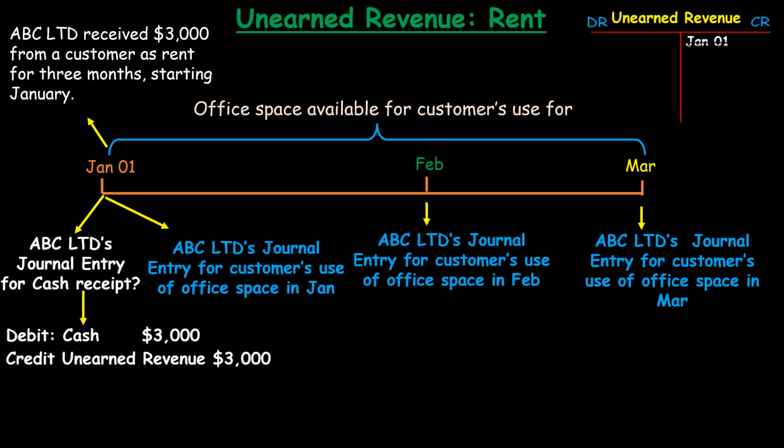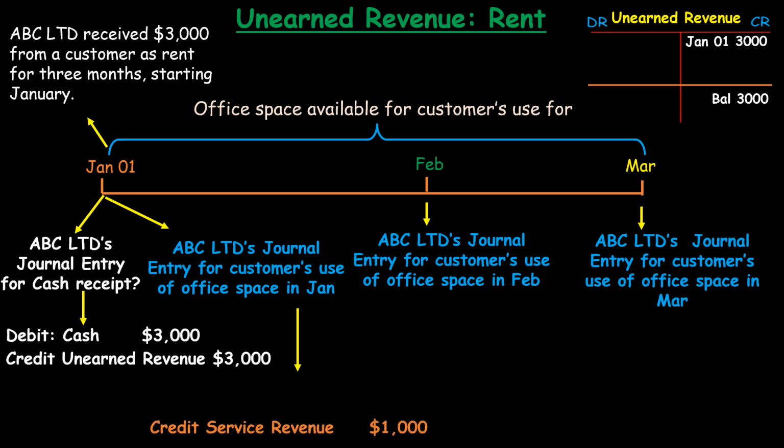Again, if you look at the T account, you can see that unearned revenue is $3,000. And the balance is $3,000 in this. That means ABC Limited has an obligation to provide $3,000 worth of services to the customer. Now, at the end of January, ABC Limited has made available 1 month of office space, so it has delivered the service. That means it has earned the revenue.